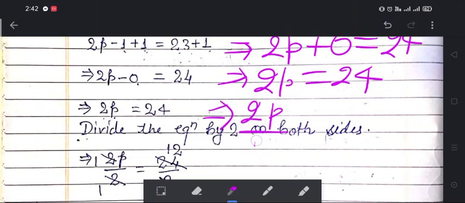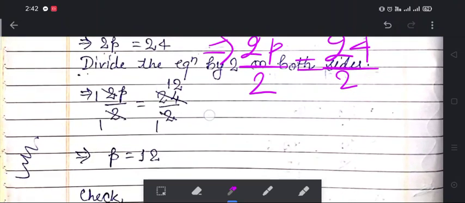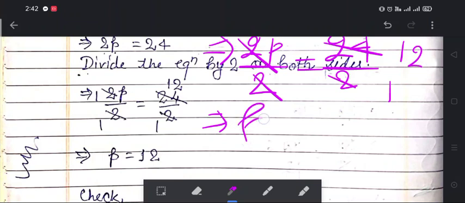2p upon 2 is equal to 24 upon 2, which will be equal to, 2 and 2 cancel out, and here we get 2 ones are 2, 2 twelves are 24. So we get p is equal to 12. So that p is equal to 12 is the solution of the equation.